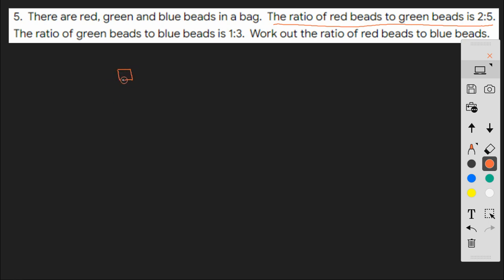Now, our representations of ratios end up looking very similar to our representations of fractions, and one of our key concepts is that we always have equal parts. So each one of those red and green parts that I've drawn here are all equal. So 2 red parts and 5 green parts.